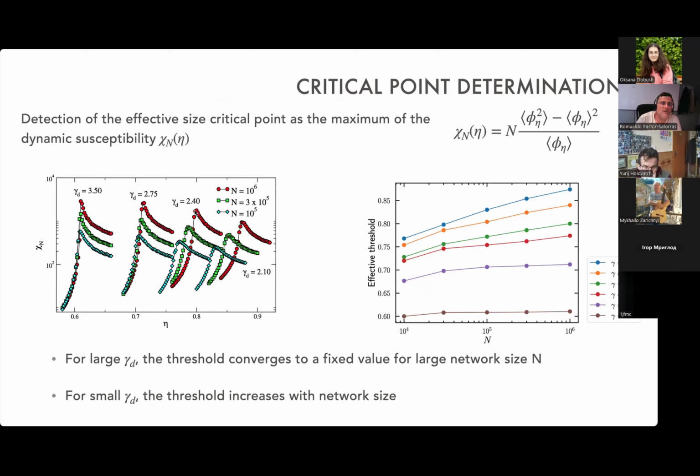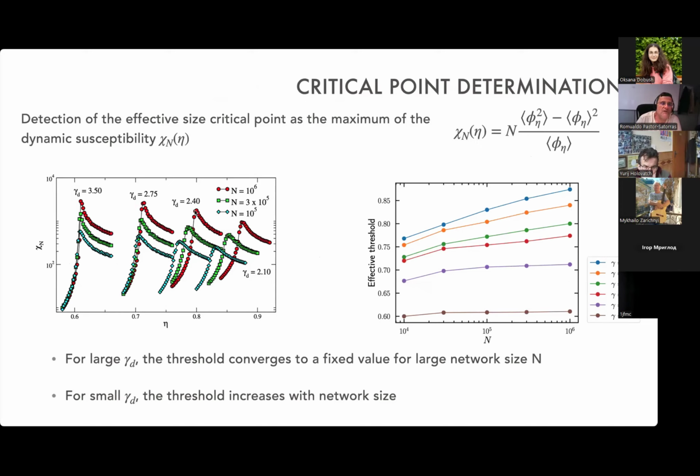We can define our model in networks, and make simulations, and we observe a very similar behavior. These are plots of the susceptibility with the peak, and these are plots of the effective threshold in the thermodynamic limit. So the idea is that if gamma is larger than 2.5, we tend to a threshold that takes a finite value in the thermodynamic limit. Instead, for gamma smaller than 2.5, we have thresholds that diverge with the size of the network.